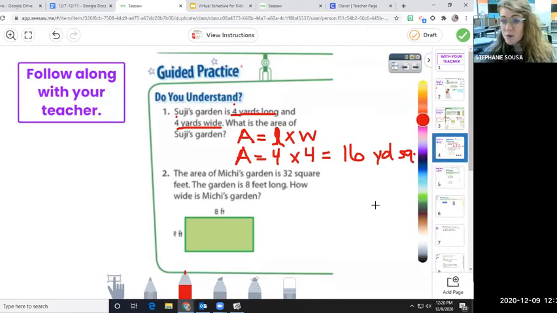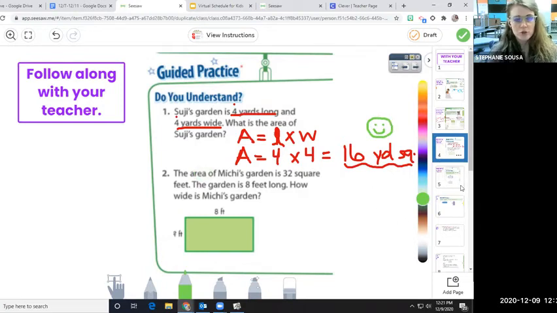You can say it forwards or backwards. Isn't that weird? But you can. So either way, you could put 16 square yards or 16 yards squared. Now I have a complete correct answer. Yay.